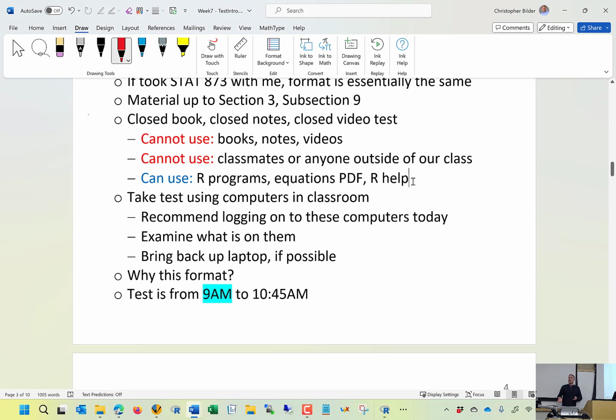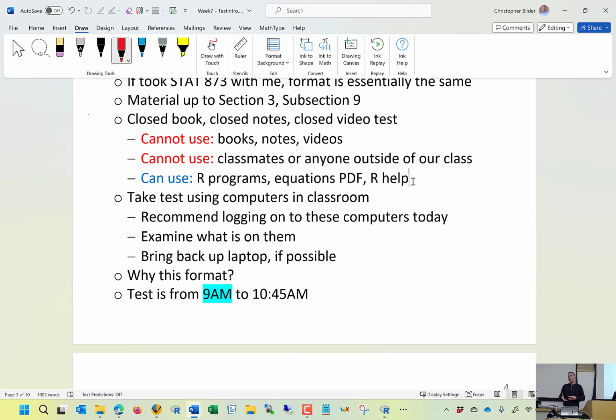Also, you can look at the corresponding R help that's available within RStudio or within regular R itself. So that's what you have access to. Now, why do I use this format? This is a format I've used for many years for most of my classes. The reason being is because obviously I want you to make sure that you know the material. So that's why it's closed book, closed note. But I don't want you to have to memorize R code. I don't want you to have to memorize equations.